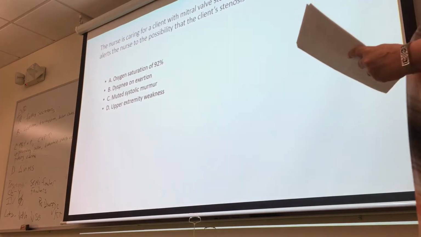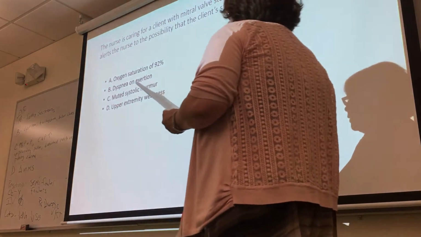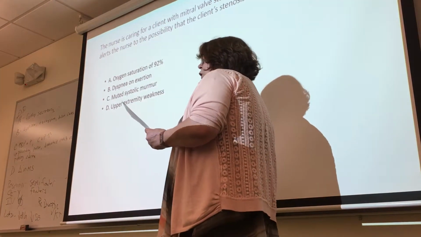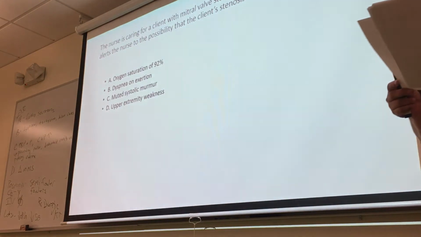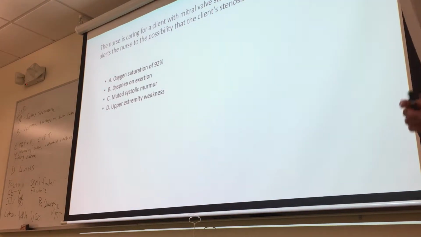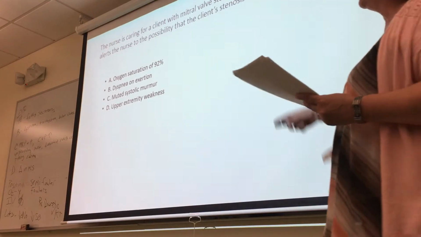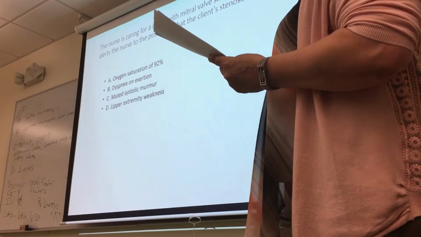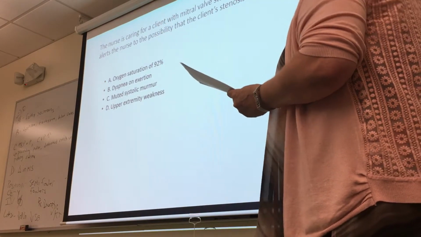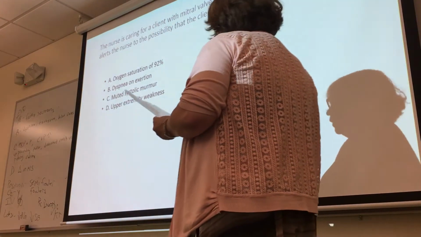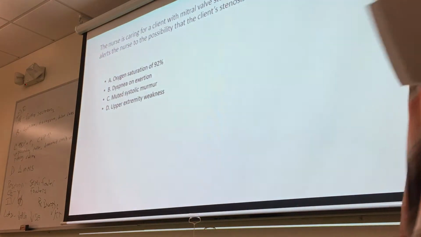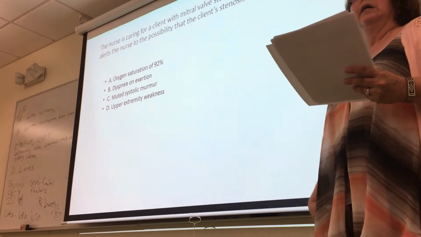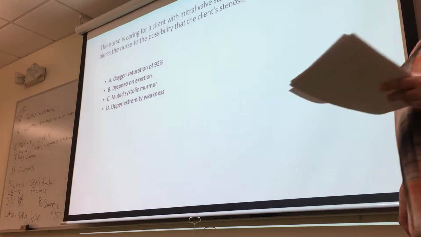The nurse is caring for a client with mitral valve stenosis. What clinical manifestation alerts the nurse to the possibility that the client's stenosis has progressed? So mitral valve stenosis, what are some of the signs and symptoms? So how would I know the stenosis has progressed? A, oxygen saturation 92, B, dyspnea on exertion, C, muted systolic murmur, or D, upper extremity weakness. What is it? B is correct.